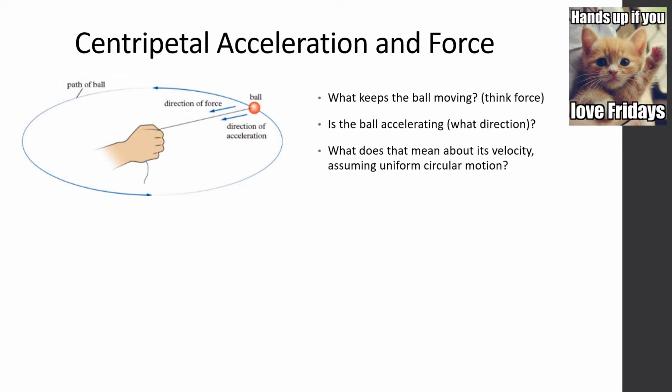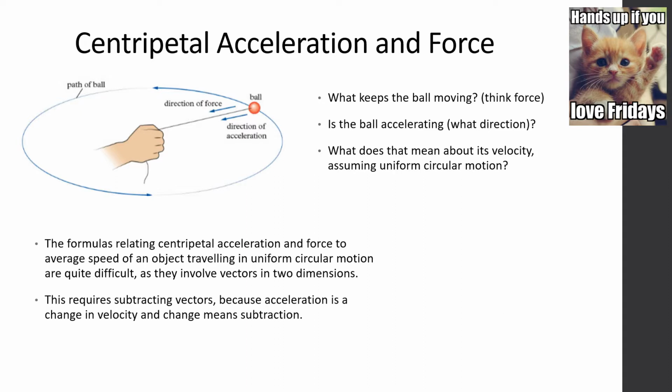What does this mean about its velocity, assuming uniform circular motion? So what we can say about its velocity is that the speed is constant, it's travelling at the same average speed in terms of meters per second, but the direction is constantly changing as the ball moves around the circle.